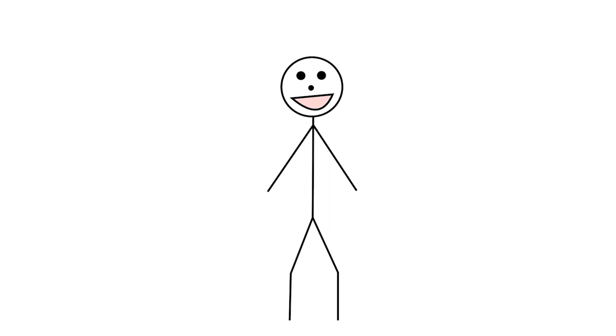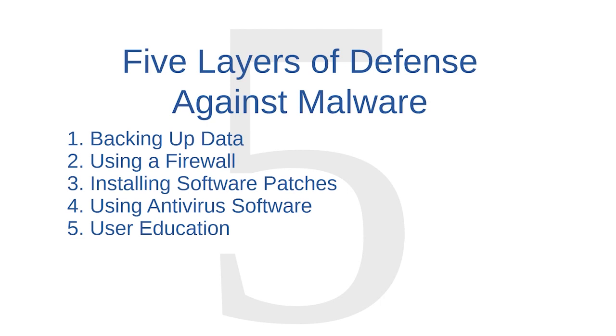So that's our 5th level of defense. Users should arm themselves with knowledge. If you're watching these videos, then you're on the right track. Okay, that's all I have for you for now on malware defense. To review, we covered 5 layers of defense: backing up data, using a firewall, installing software patches, using antivirus software, and user education. None of these layers is very effective on its own, but taken together, they constitute a strong cyber defense strategy.